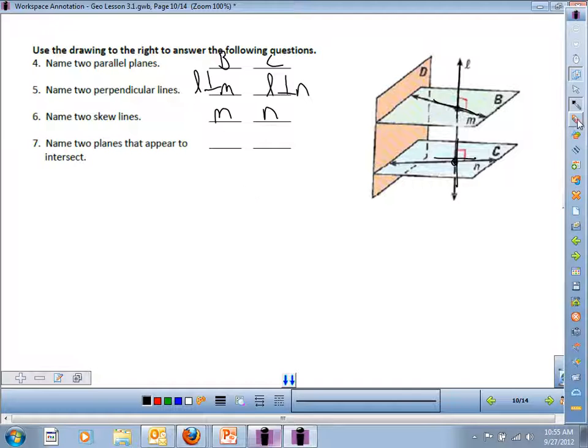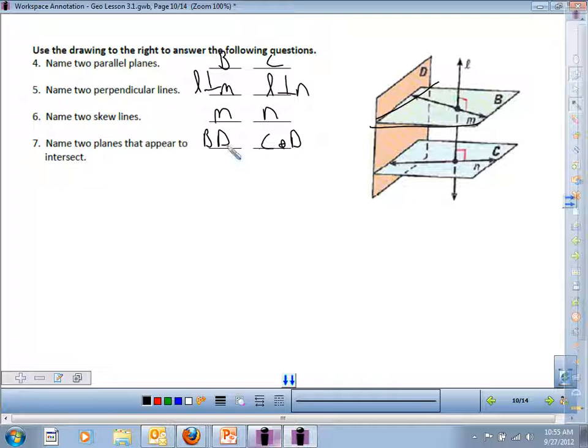All right, now let's go to number 7. Let's name two planes that appear to intersect. Okay, so two planes that appear to intersect would be this one intersects this one, so B and D. But we could also say C and D. All right, so those are my intersecting planes.